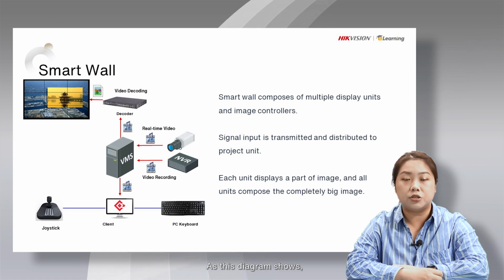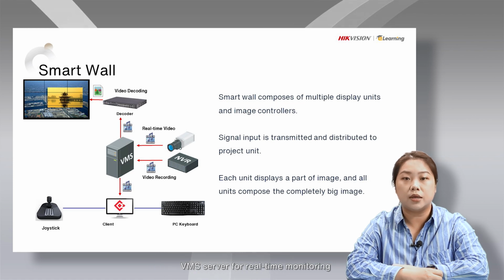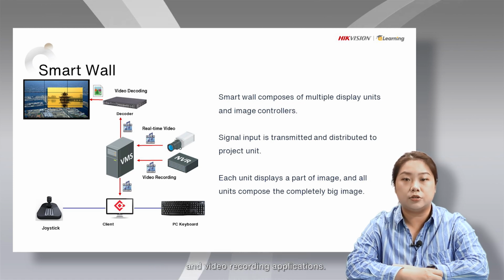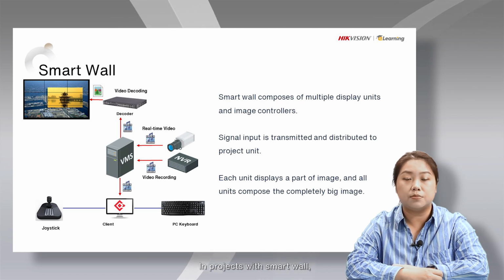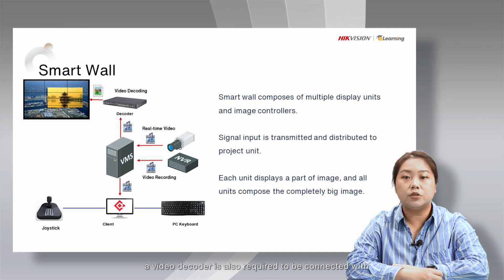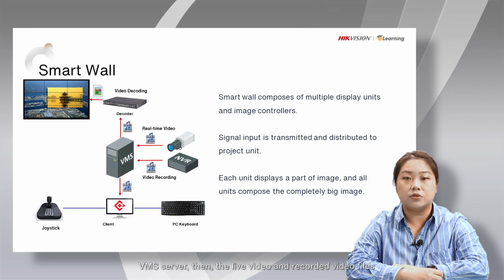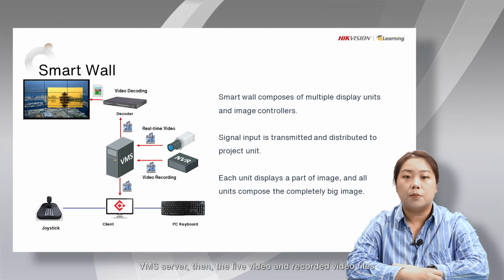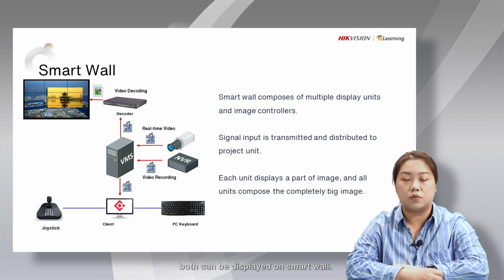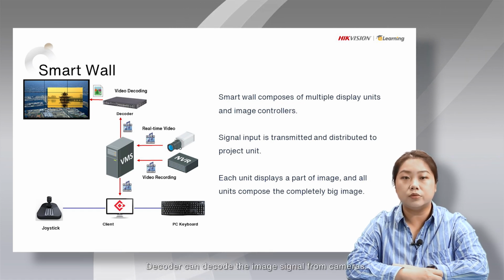As this diagram shows, cameras and NVRs are connected with VMS server for real-time monitoring and video recording applications. In projects with smart wall, in addition to camera and NVR, a video decoder is also required to be connected with VMS server. Then, the live video and recorded video files both can be displayed on smart wall. Decoder can decode the image signal from the cameras.